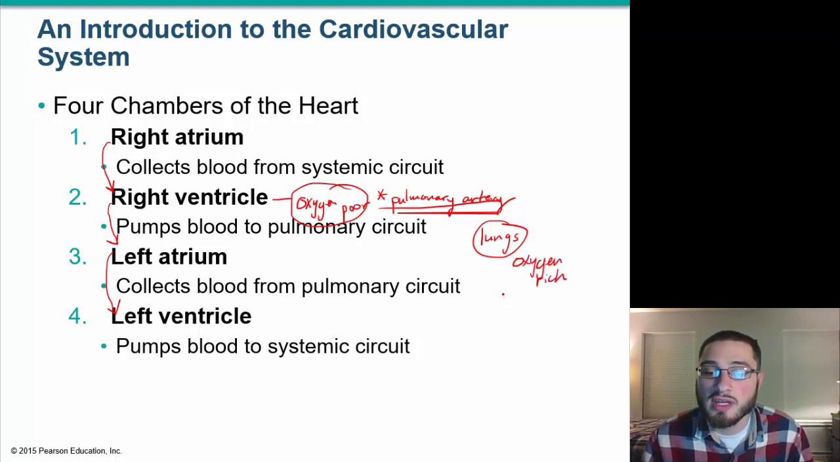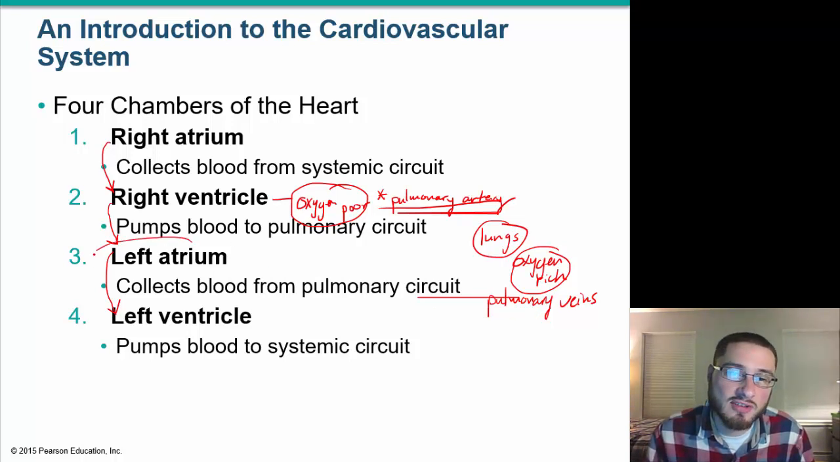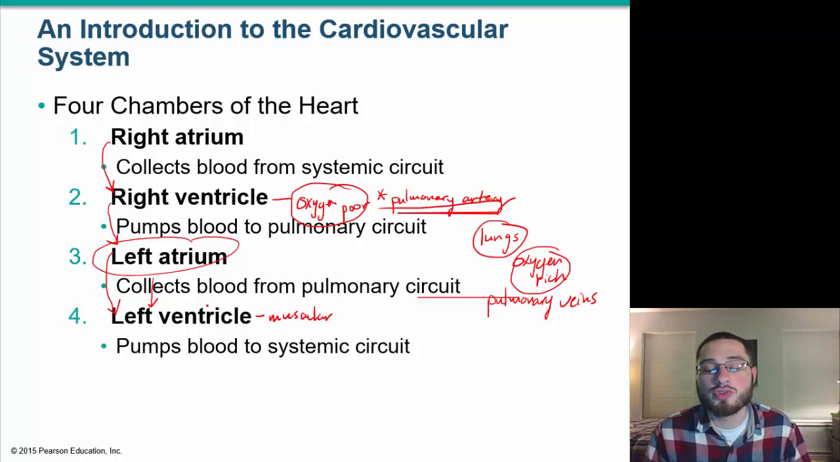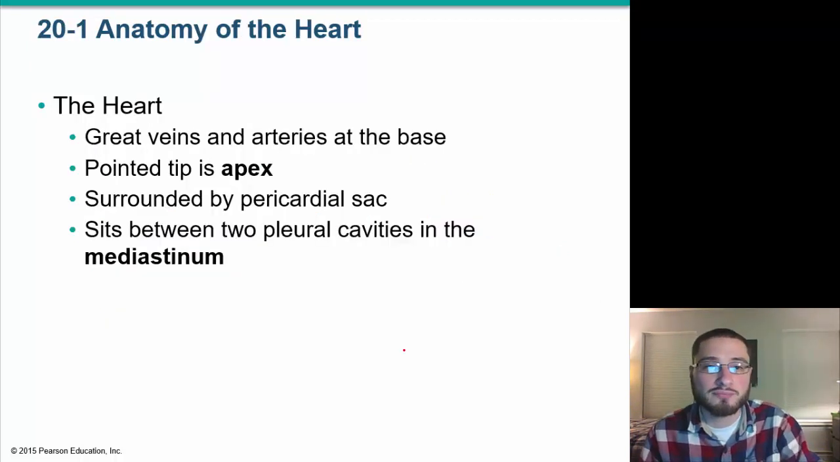and then it is going to go to the pulmonary veins. All right, and now it is going to be oxygen rich going into these pulmonary veins, and the pulmonary veins are going to bring it back to this left atrium, and now it is oxygen rich, and it is going to send it to this left ventricle, which is very muscular, and that is going to really be the powerhouse to pushing that blood throughout the body through that systemic circuit.